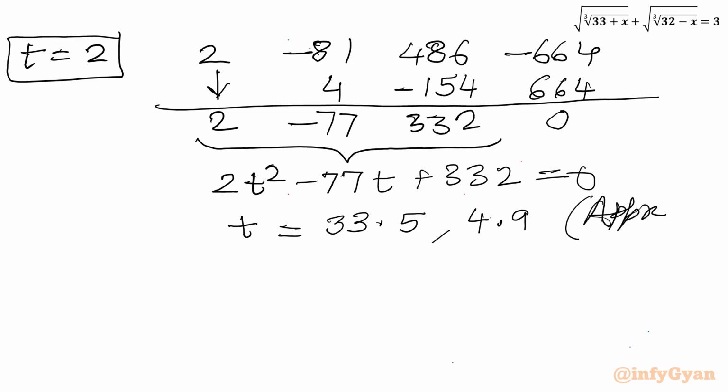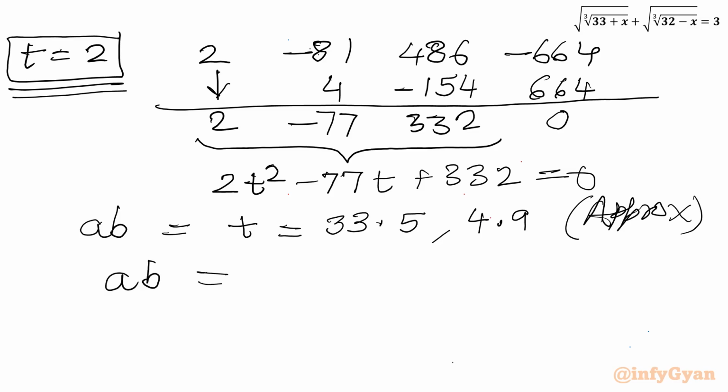Now t was our substitution. So I will be writing here, this is the value of AB and this is our base solution. So overall AB values, if I write, would be 2 as the base solution and 2 solutions, 33.5 and 4.9.